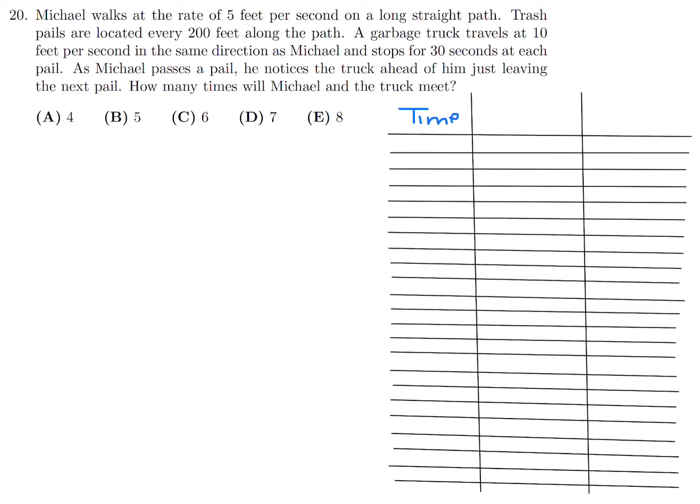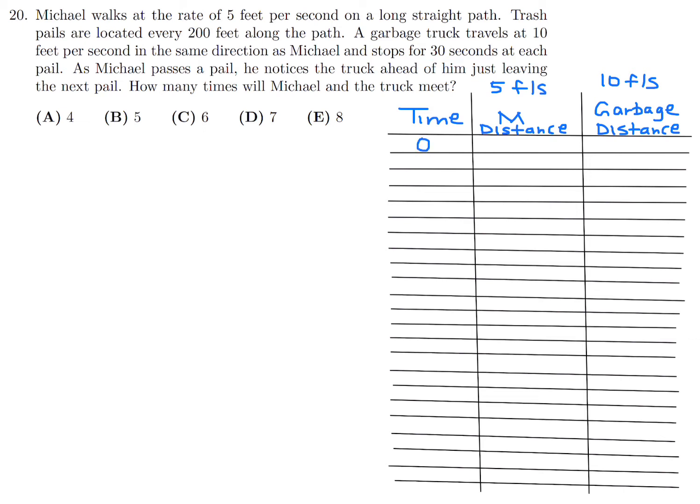Let's begin. This is going to be time in seconds. This is going to be Michael's distance from point 0, and this is going to be the garbage truck and the distance of that truck. And they tell us that Michael is traveling at 5 feet per second and the garbage truck is traveling at 10 feet per second. But one important point in this question is that the truck stops for 30 seconds at each pail, so that needs to be taken into consideration.